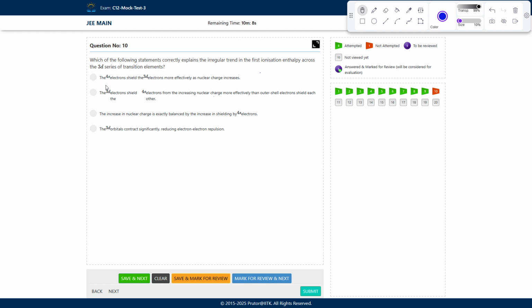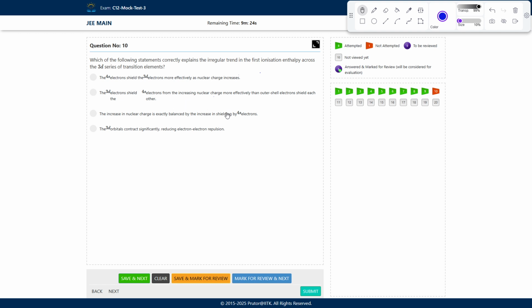The four options are: the 4s electrons shield the 3d electrons more effectively as the nuclear charge increases; the 3d electrons shield the 4s electrons from the increased nuclear charge more effectively than outer electrons shield each other; the increase in the nuclear charge is exactly balanced by the increase in shielding by 4s electrons; or the 3d orbitals contract significantly, reducing the electron-electron repulsion. So basically you have to tell the correct reason behind the irregular trend observed in the first ionization enthalpy values across the 3d series of transition elements.